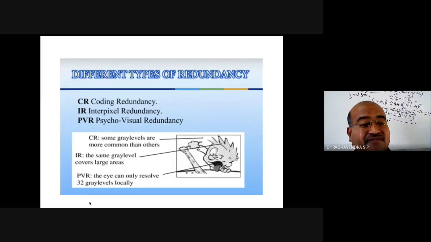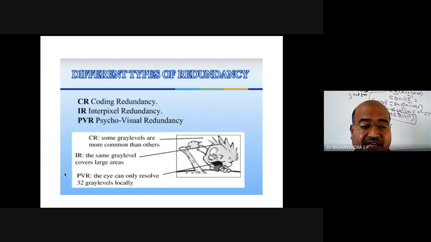Next, PVR stands for psycho-visual redundancy. There, the eye can only resolve 32 gray levels locally. Locally means that for neighboring pixels we can identify only up to 32 gray levels. If you consider a pixel, it is a very micro, very minute concept, and we have to magnify the pixel so that we can understand the depth of color. I have already explained that in my tool, if you go for RGB, the three channels, how it has been divided.